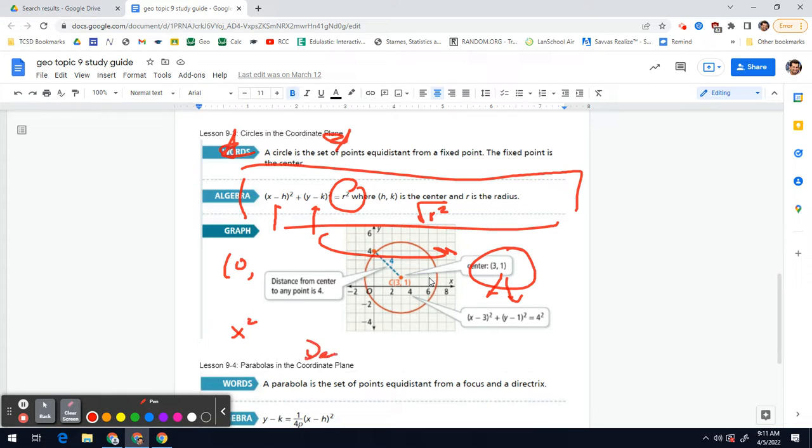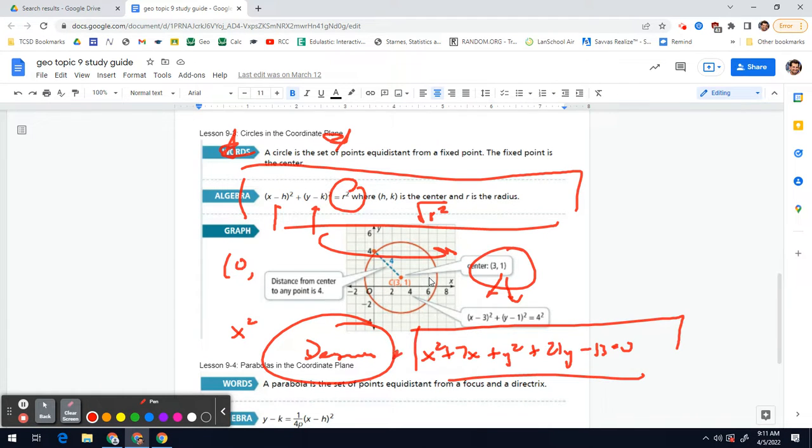And again, use Desmos. There's typically always one question that looks like this. They say like x squared plus 7x plus y squared plus 21y minus 13 equals 0. And they want you to find the center and the radius. Just type this in Desmos and estimate it. It'll show you a picture of the circle. Just estimate the center and then count the radius either horizontally or vertically.